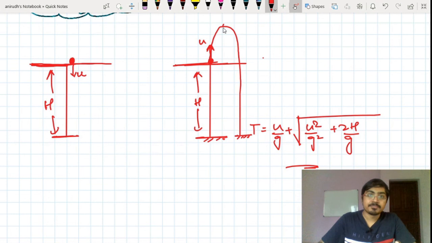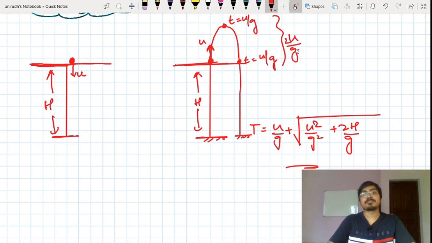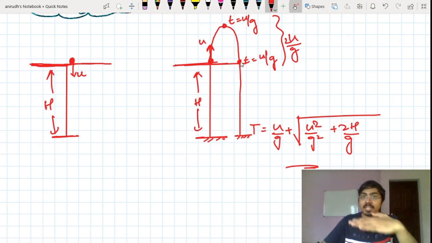So it goes up, it reaches over here, time taken is u by g. Then it again comes down to this level. It goes up, time taken is u by g, it comes down here, and when it reaches over here, again the time taken is u by g. So the total time is 2 times u by g, isn't it? 2u by g. This is the time taken by the body to reach the same level as that of the tower itself. It goes up to the topmost position in u by g. It comes to the same level of the tower, again u by g, right? So that is 2u by g.